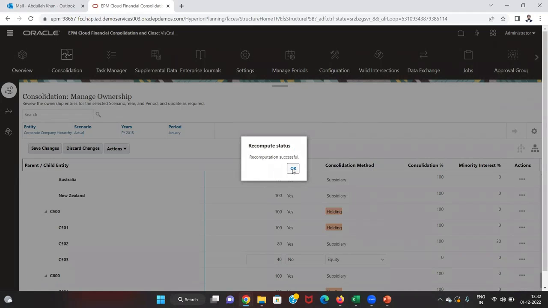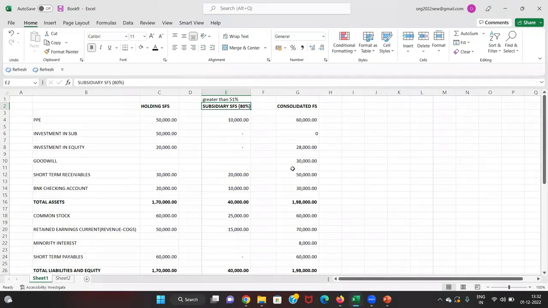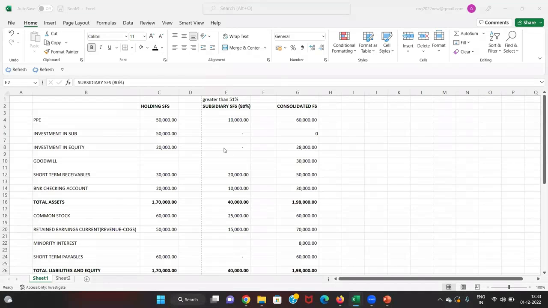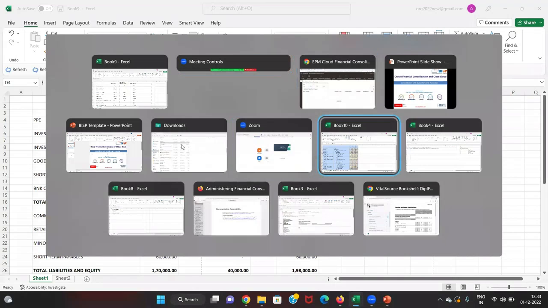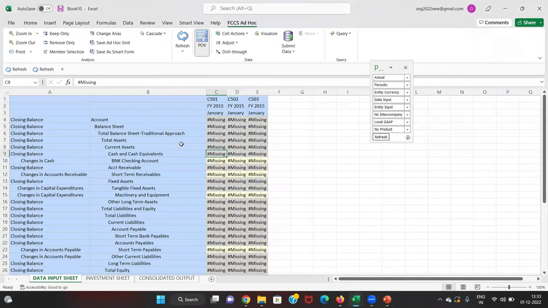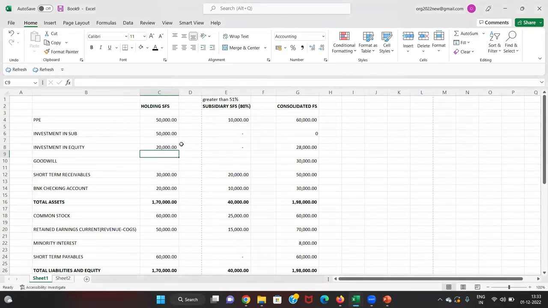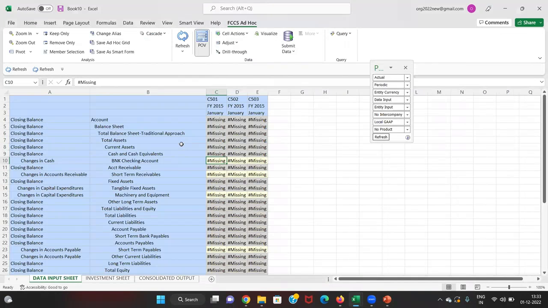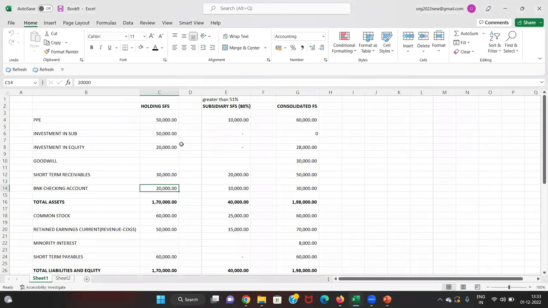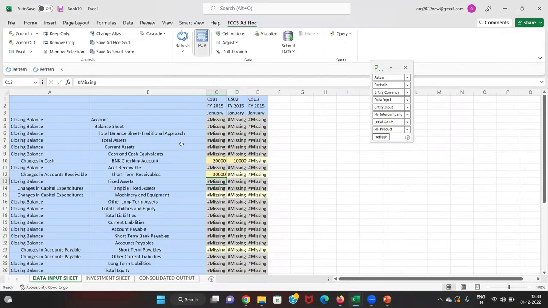And now we'll go to the Smart View and try to validate the data, whether the same data is showing in our application that we have selected. We'll try to put these figures and see whether our result comes appropriately. So first we'll go to the Smart View. I've already created the structure. So this is the data input sheet. The BNK checking account is having 20,000 in the holding and 10,000 in the subsidiary. So we'll input this. Then the short-term receivables is 30 and 20. So we'll input that.